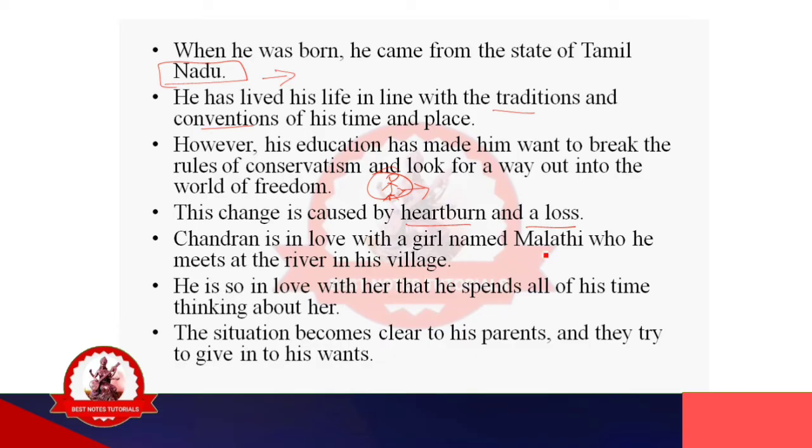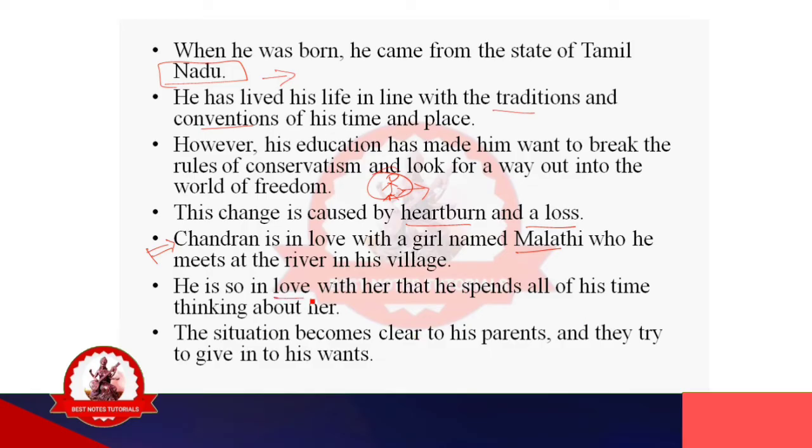Chandran is in love with a girl named Malti. So this is the main story of the whole novel. He loved Malti, whom he meets at the river in his village. He is so in love with her that he spends all of his time thinking about her.